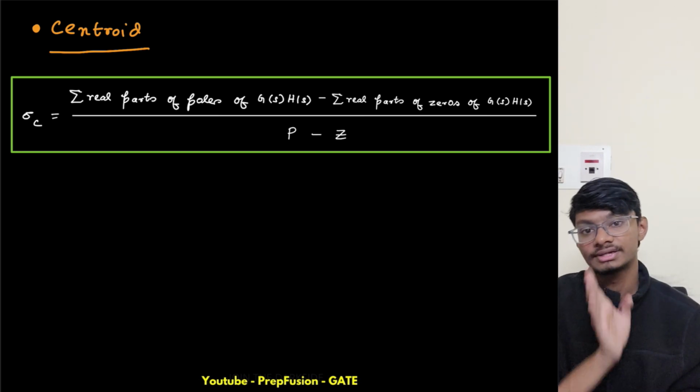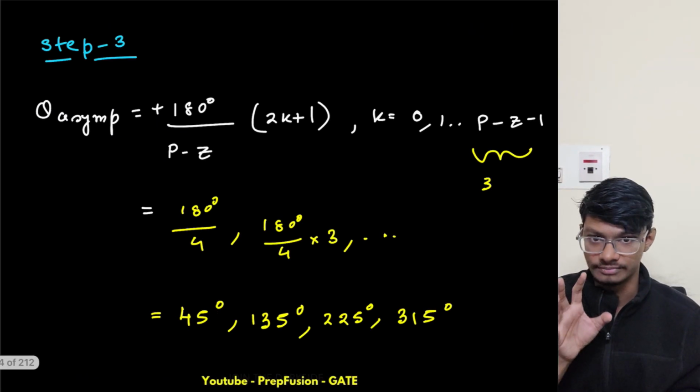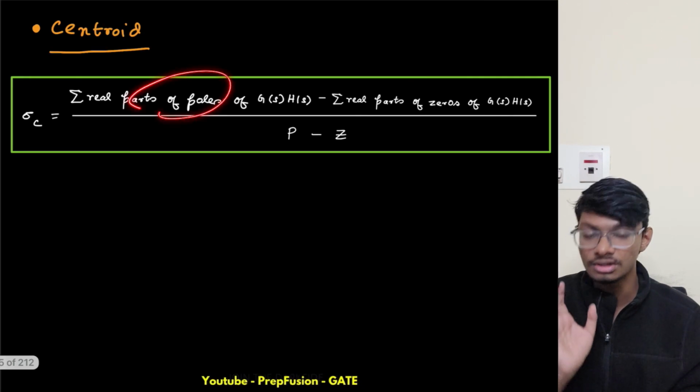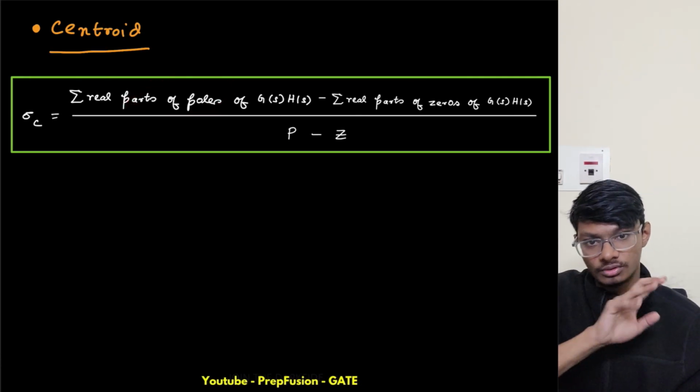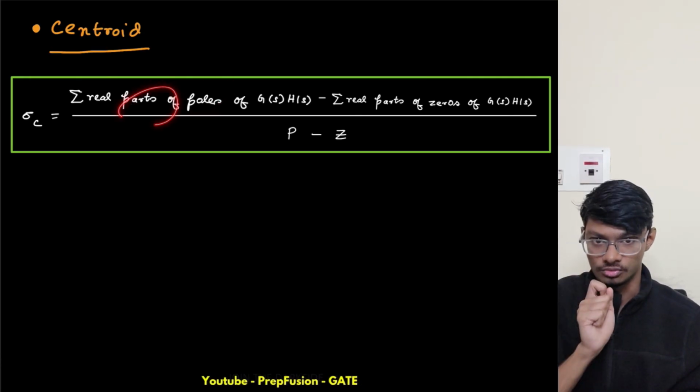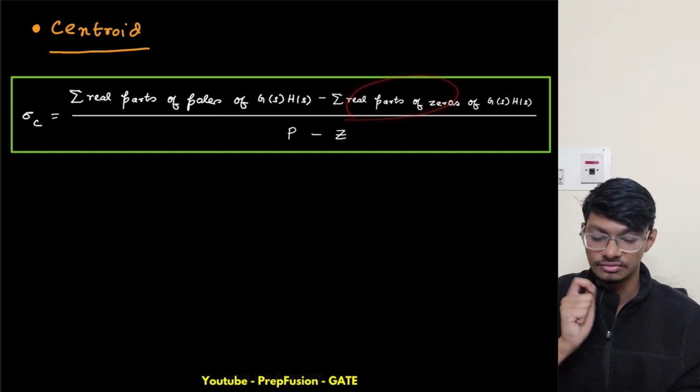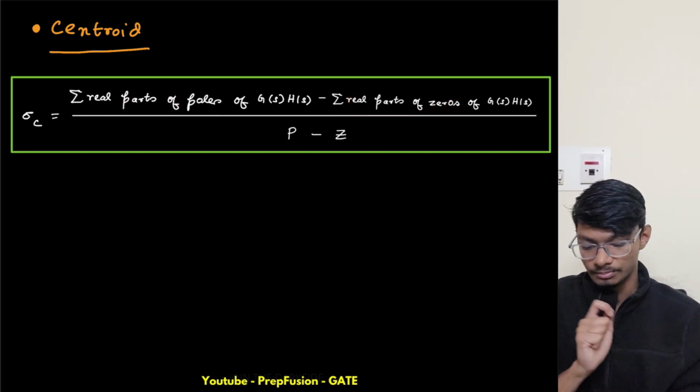Okay, so what are the real parts here? I only have real open loop poles. Basically it is the summation of the real parts of the open loop poles, and this is the summation of the real parts of the open loop zeros. By real part, what do I mean?